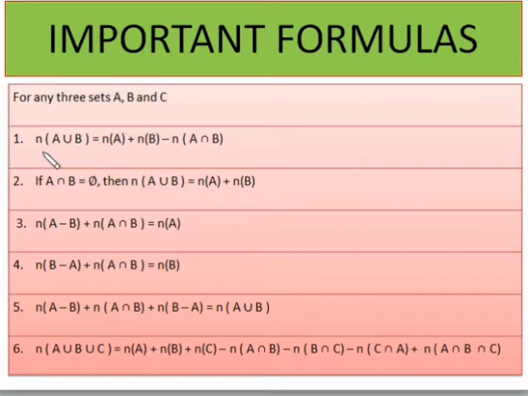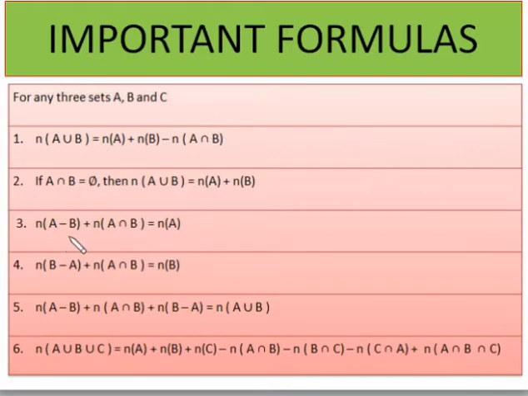Now the first formula we learned is that for set A union set B, the number of elements in A union B is equal to the number of elements in A plus the number of elements in B minus the number of elements in A intersection B. If A intersection B is empty, meaning the sets are disjoint, then the number of elements in A union B is equal to n(A) plus n(B), because this term becomes 0.